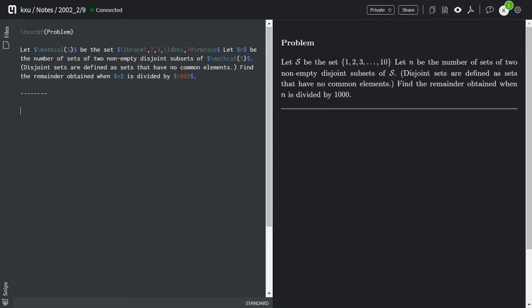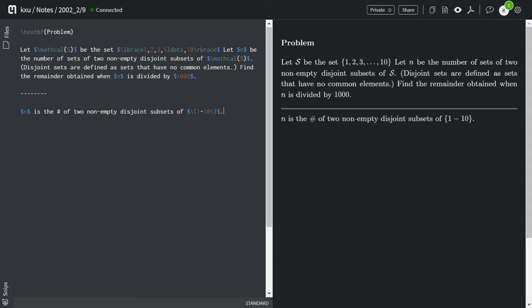So this is a combinatorics problem. Let S be the set 1 through 10. Let n be the number of sets of two non-empty disjoint subsets of S. So n is the number of two non-empty disjoint subsets of 1 through 10. Bad notation, I know, but whatever. And find the remainder obtained when n is divided by 1000.